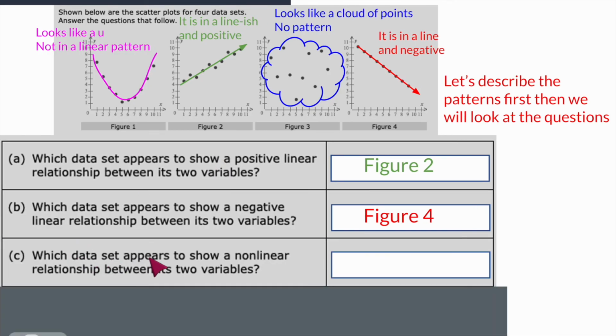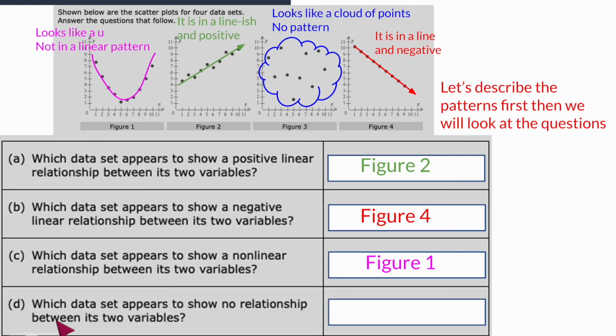And then we had, which data set appears to show a nonlinear relationship between its two variables? It's a nonlinear relationship, but it's still some kind of pattern. There is still a relationship. So that's what they're talking about with figure 1. It's not linear, but it's not no correlation. There's still some pattern there, right? That we can definitely see is happening. And then, which set of data appears to show no relationship between its two variables? Well, that would be that cloud, right? There's no actual pattern that we can see. So that would definitely be figure number 3.